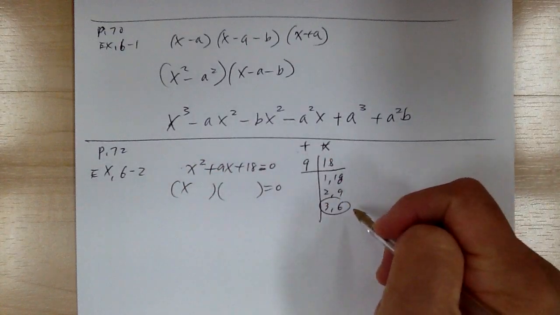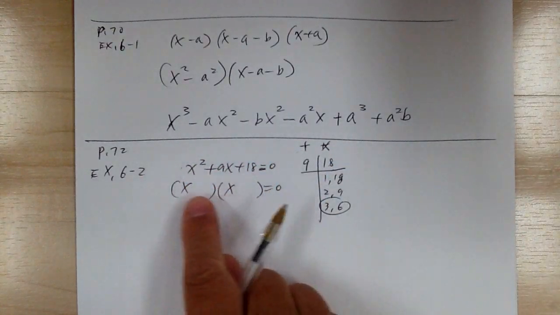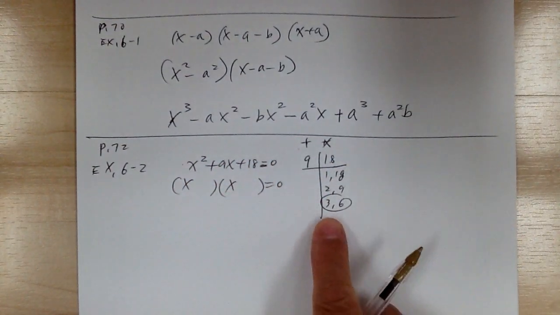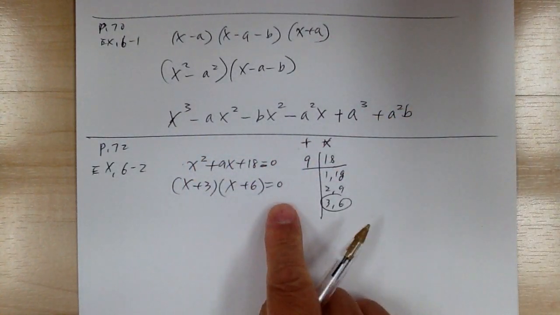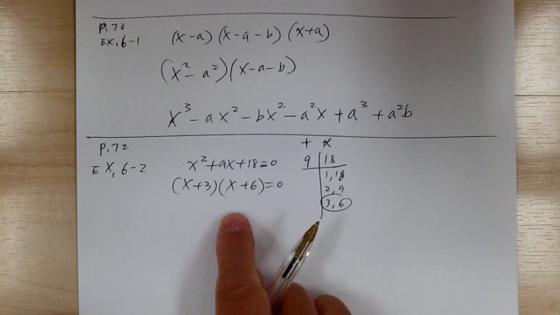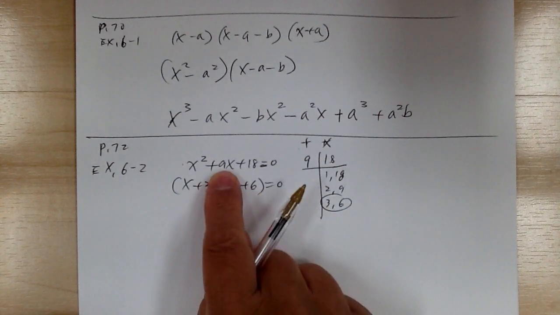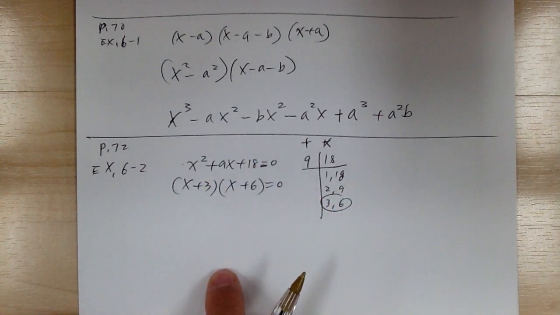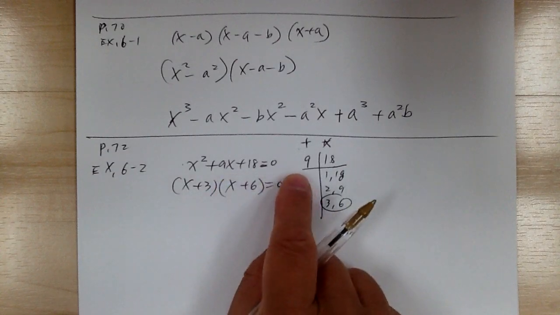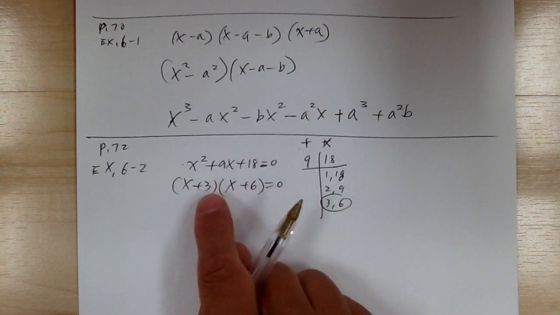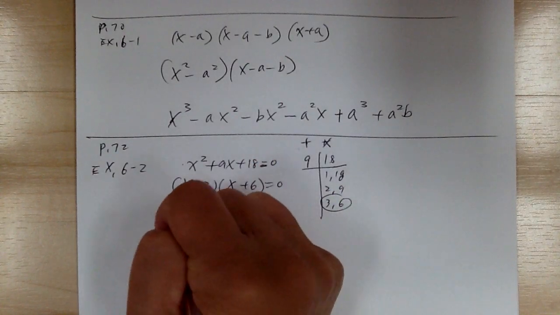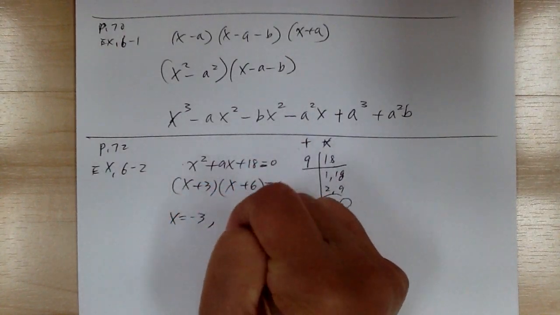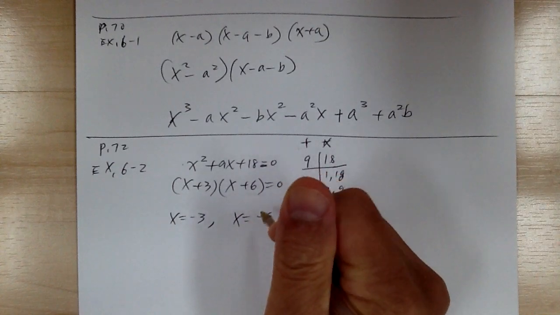Okay, so you're going to get x and x. First you undo the first terms, so you're going to get plus 3, plus 6, and you can check by multiplying. Again, 3 plus 6 gives you 9, and 3 times 6 gives you 18. From here, you apply the zero product property. Set each of these equal to 0. So x will equal negative 3, and from here, you're going to get x equal to negative 6.